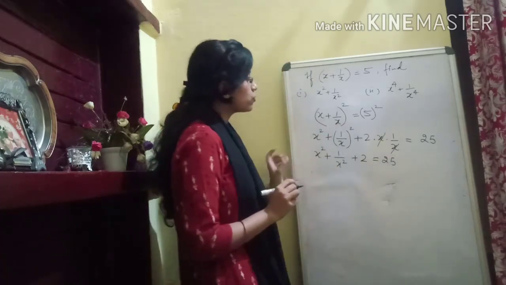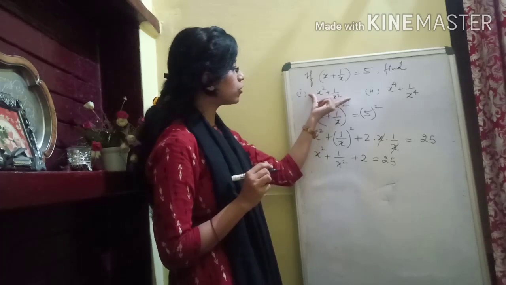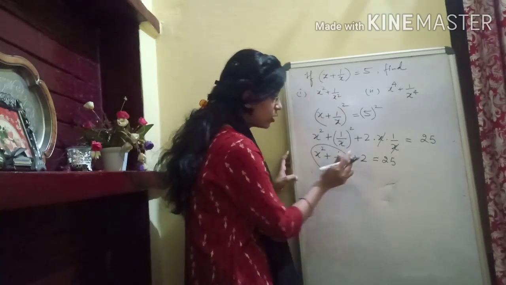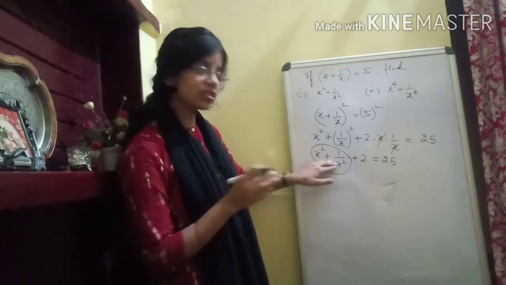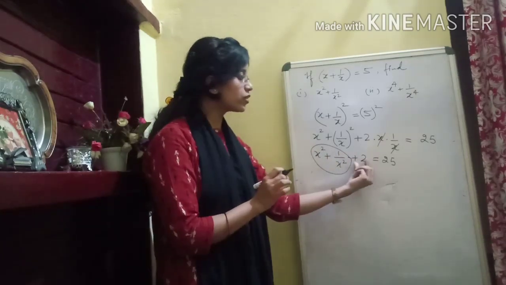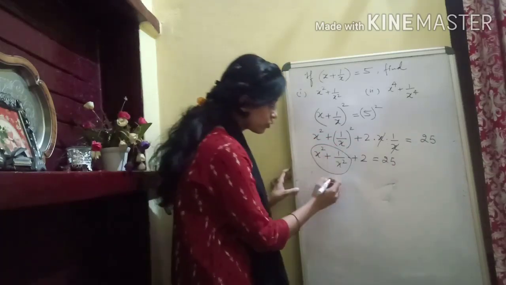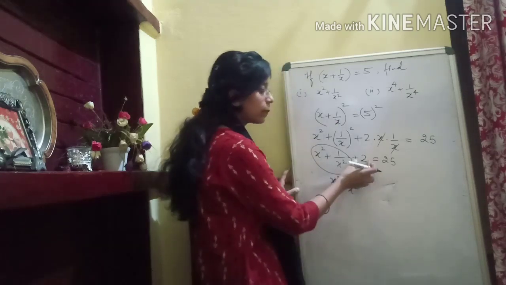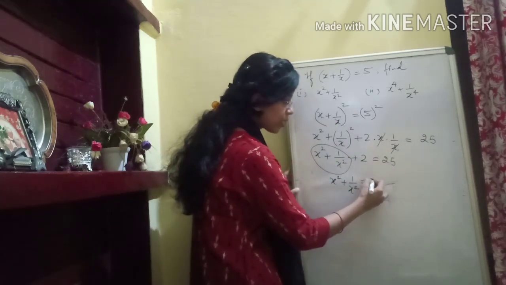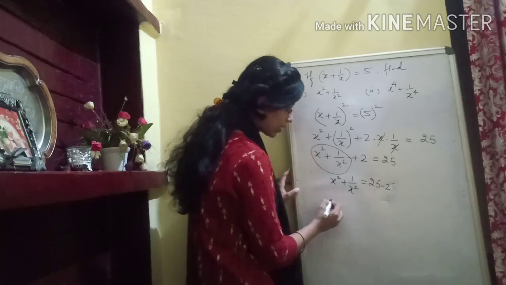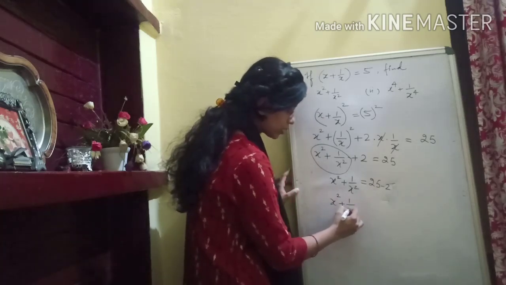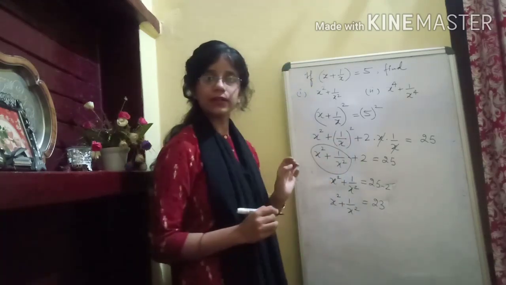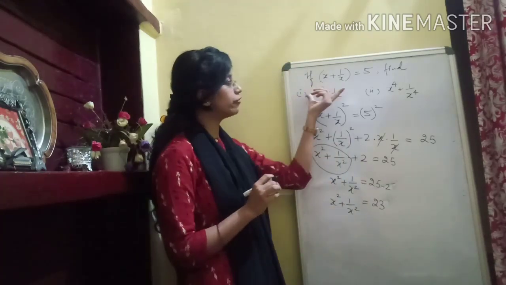Is it clear? Now you see what is our first value to find out, that is x square plus 1 upon x square, and we are getting exactly the same term. So which means we are going to keep this term on this side only and the rest of the things will go to the other side. So that means x square plus 1 upon x square is going to be here, plus 2 will go to that side and it will be minus 2. So minus 2, and then we will get x square plus 1 upon x square is equal to 23. Is it clear? So that's how we will calculate the first part.